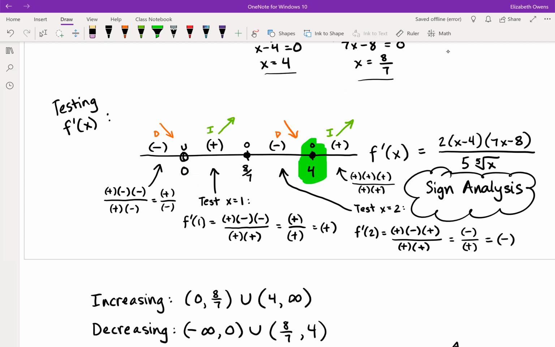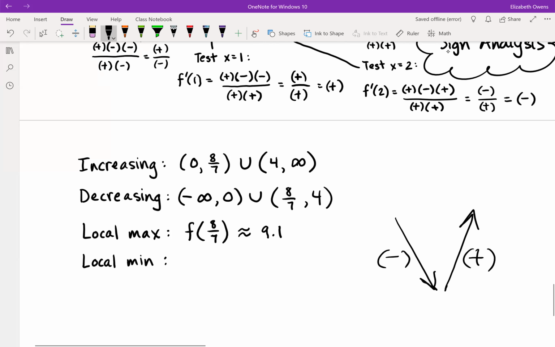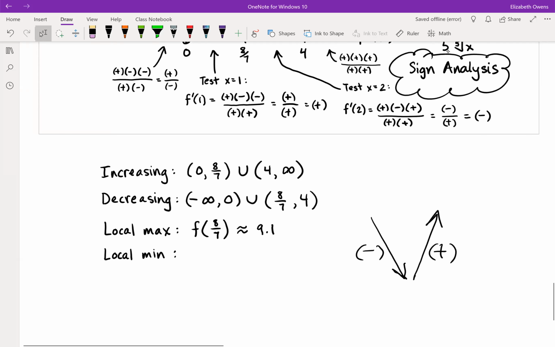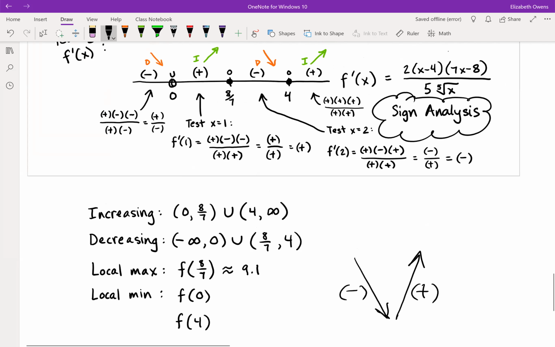And we label both of them as local minimums because you'll notice that's not like an absolute minimum or anything, just local. So we just want to see what the values of each one of those are. So one is going to be at 0 and one is going to be at 4. And so we would plug those values back into the original function.